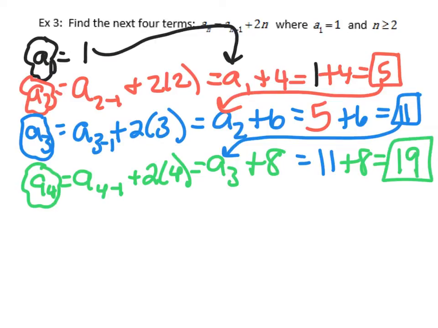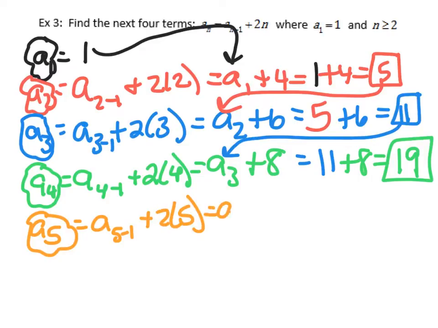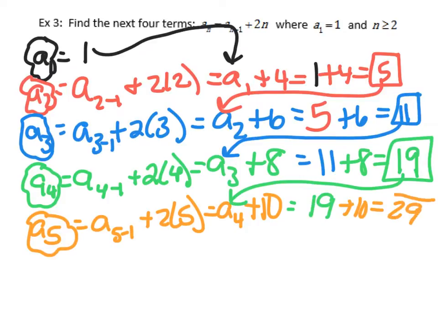And so on. One more, a sub 5, you're taking 5 minus 1 plus 2 times 5. That's a sub 4 plus 10. And your a sub 4 was 19, plus 10 gives me 29. So there's your next term. So you have to know the previous term. That's basically what this is. A sub n minus 1 really means previous term.